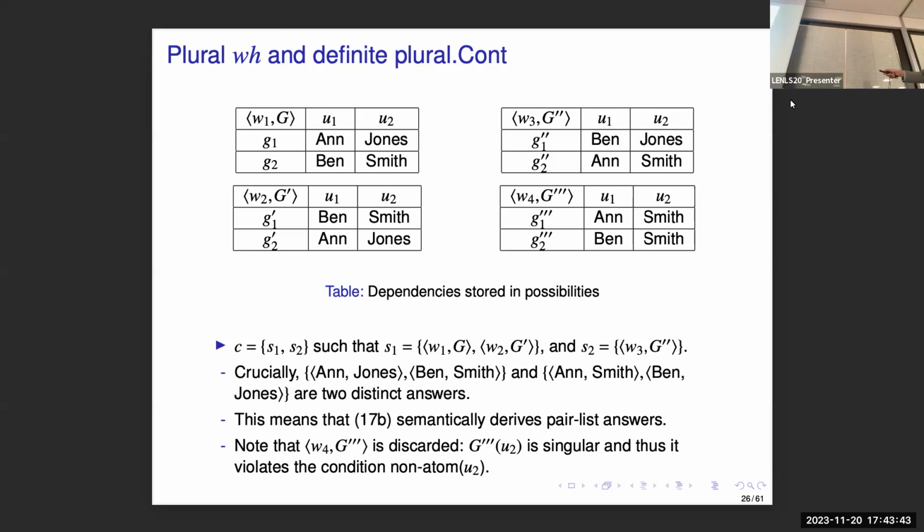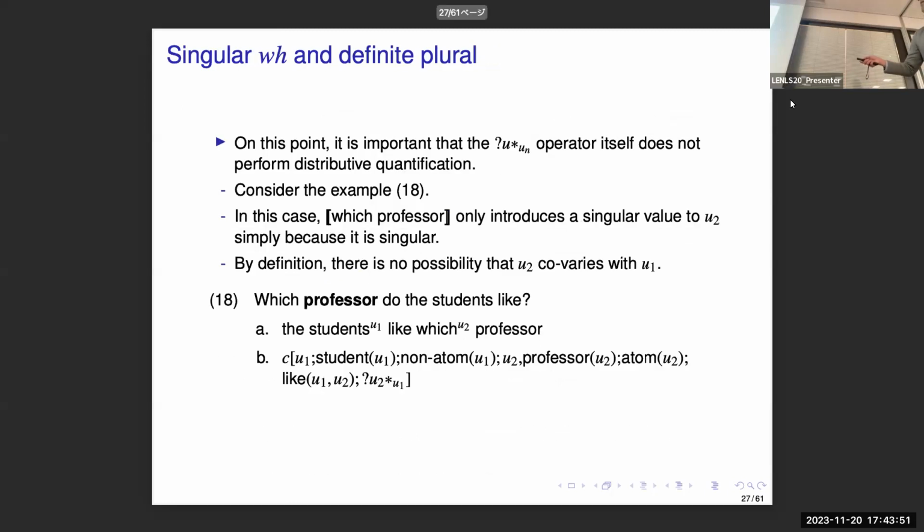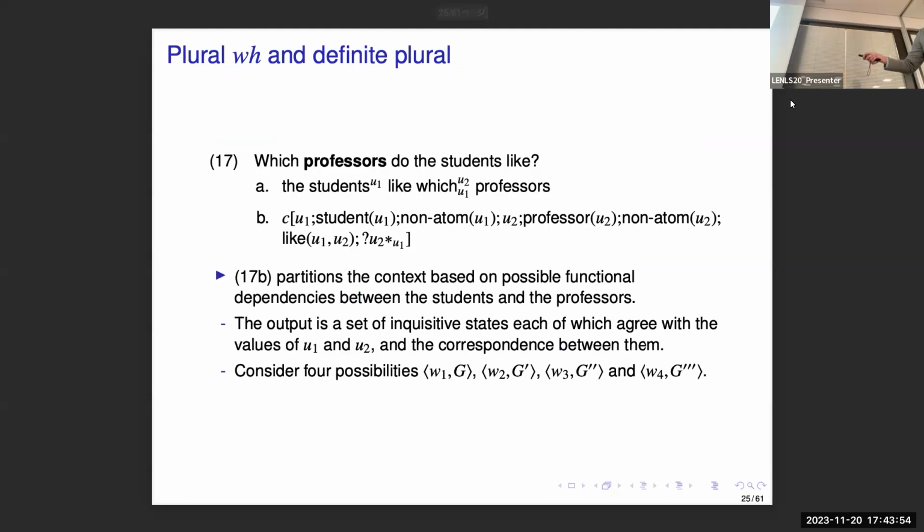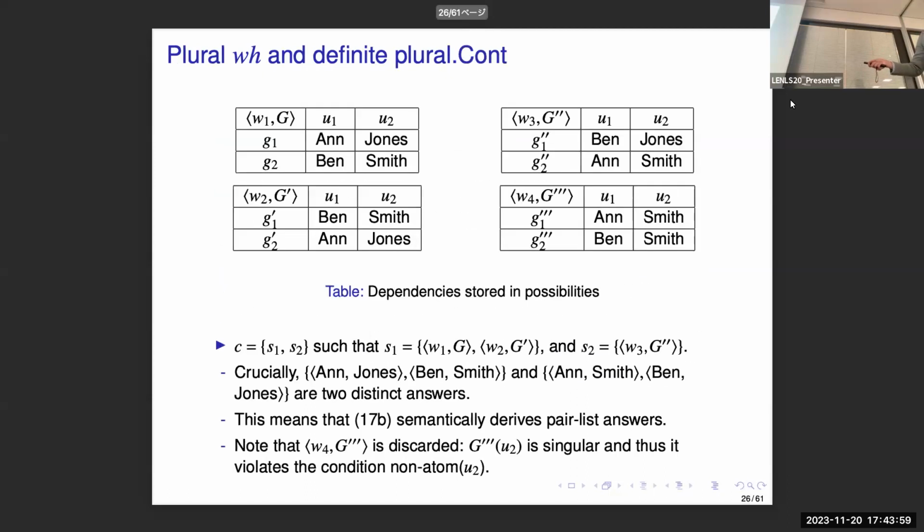And here, U2 globally stores just one individual. It is atomic. And now this conflicts with the number of which, because it has to be non-atomic at the global level. So this possibility doesn't go through the test, doesn't survive this update. So the result is you raise an issue in regard to the functional dependency between Anne, Ben, and John Smith. And importantly, this and this are put in different states. Namely, these are 2 distinct answers to the issue.